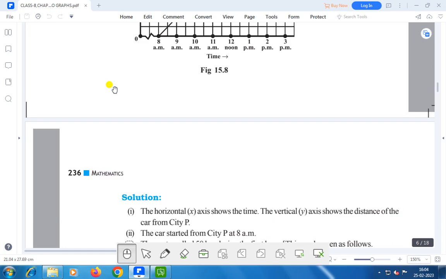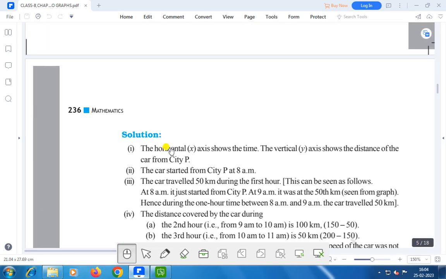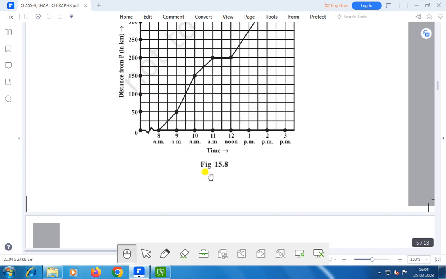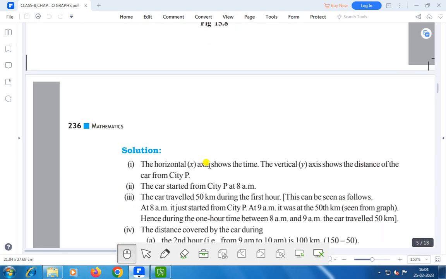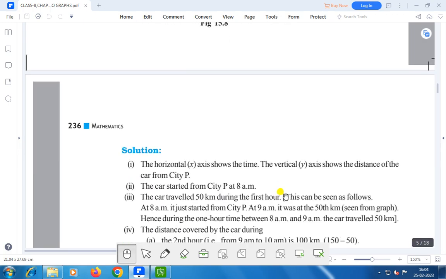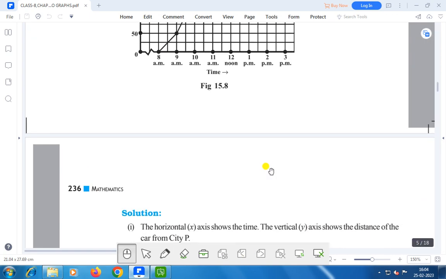Here the solution of this question is, on the graph you can say that the horizontal axis shows the time, and the vertical y-axis shows the distance of the car from the city P. Number 2, the car started from city P at 8 a.m. Here you see, at 8 a.m. it starts, right?